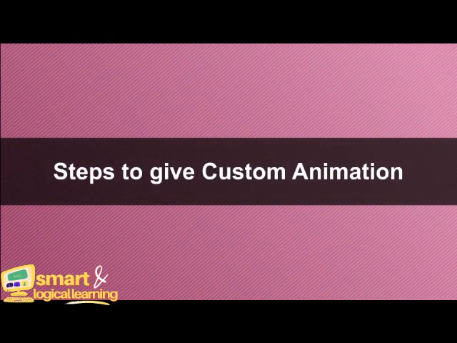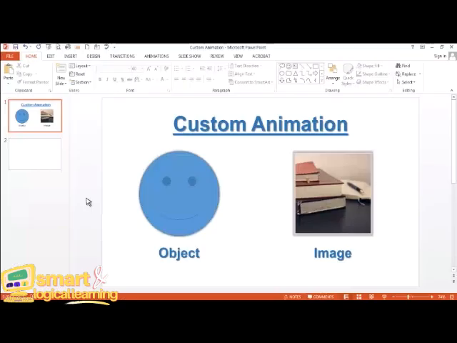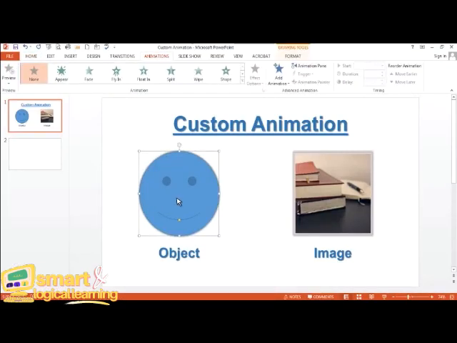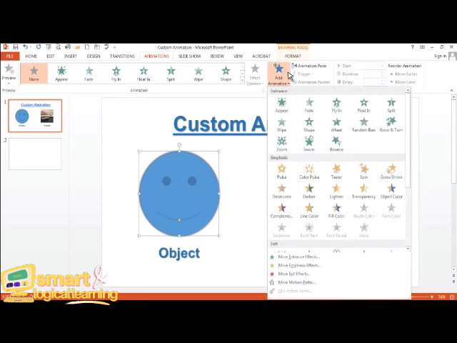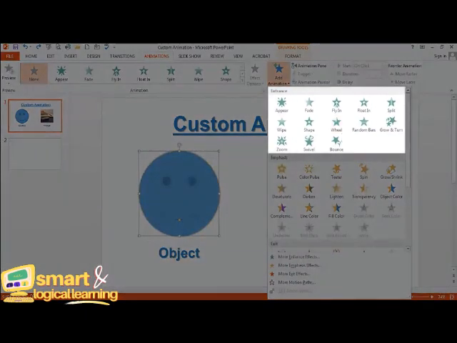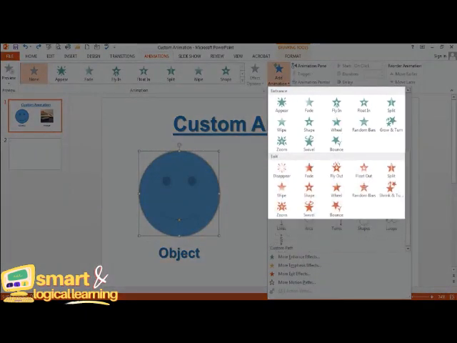Steps to give custom animation. Open the presentation. Select the object that you want to animate. Click on the Effects tab and choose the effects. You can choose entry and exit both effects for the object.